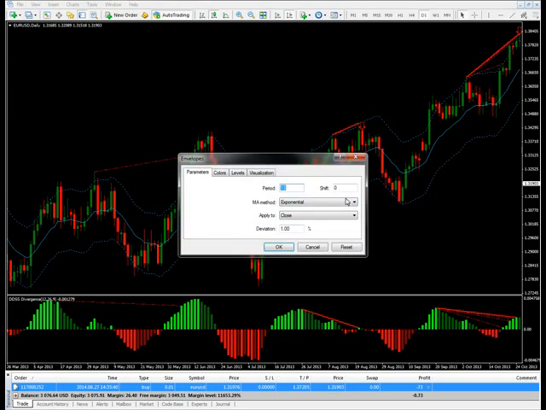So we get into our properties, and we adjust the deviation. The deviation is basically a percentage from the moving average. So this is saying that the envelope should be drawn 1% from the moving average. So the envelope above will be 1% higher than this value, and the envelope below will be 1% lower than this value. When we want to make the channel wider, we increase this number. So let's put it at 1.75%.